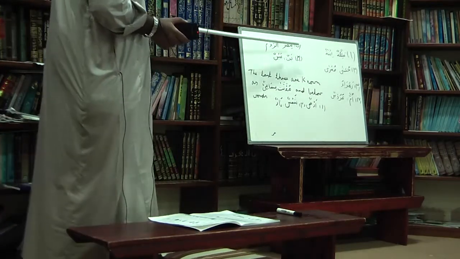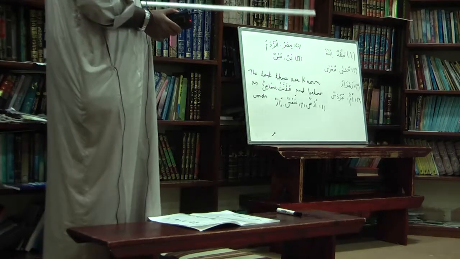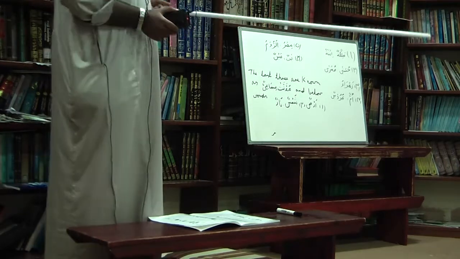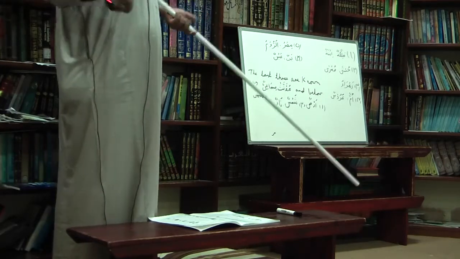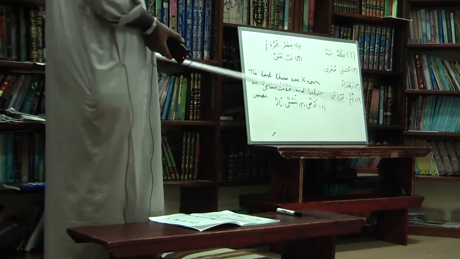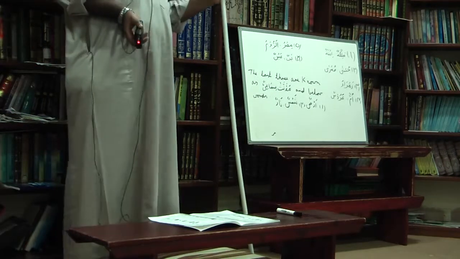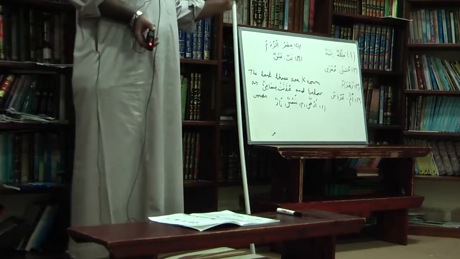Number 5, names of countries. Explained, didn't we? Names of countries written there. Misr. Who's out of Misr? Egypt. Misr. Rome. Who's out of Rome? Anybody heard of Rome? Yeah? Rome.